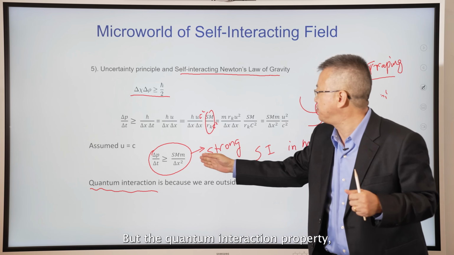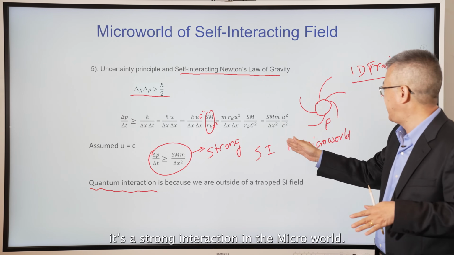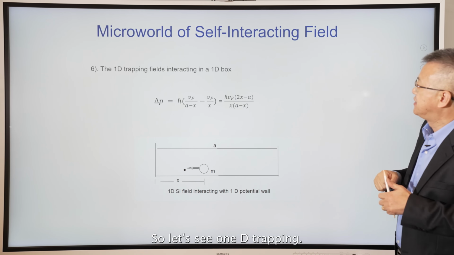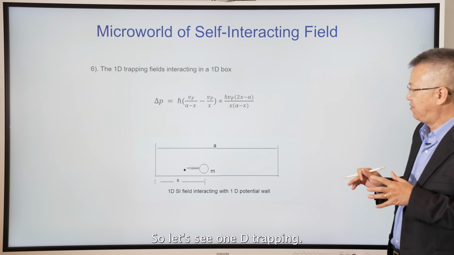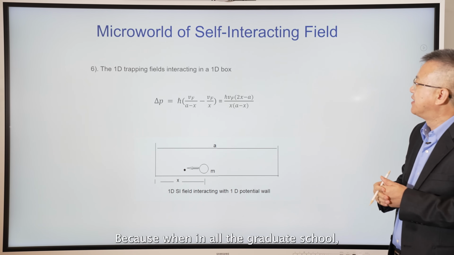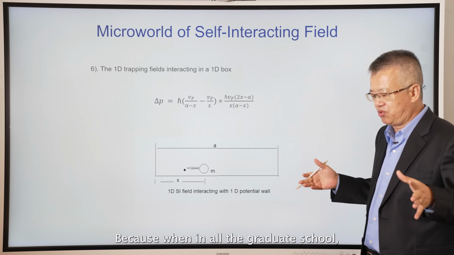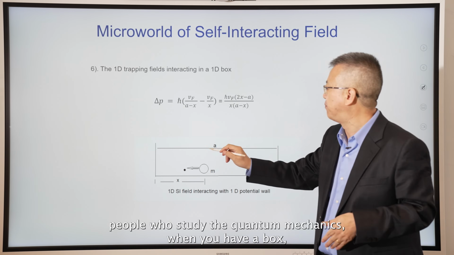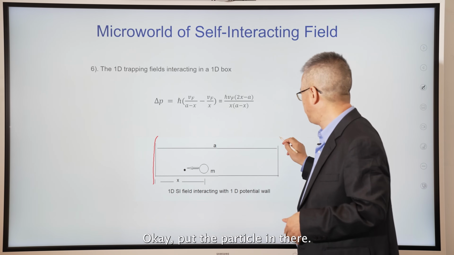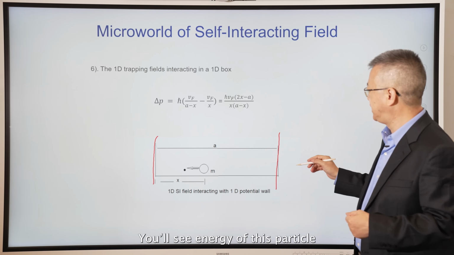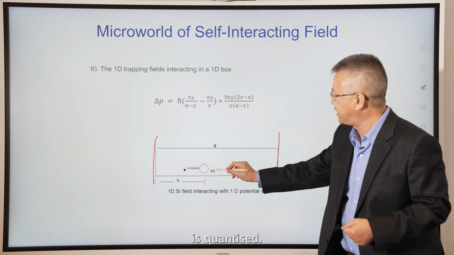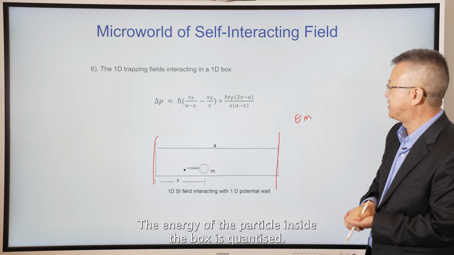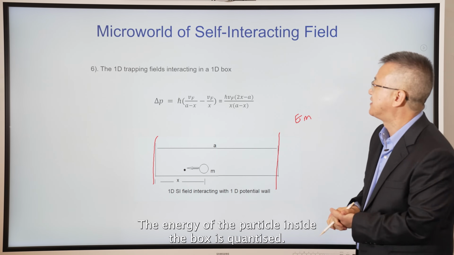Okay? But the quantum interaction property is a strong interaction in the microworld. So let's see 1D trapping. In graduate school, people who studied quantum mechanics have a box. Put a particle in there, and you see the energy of this particle is quantized. The energy of the particle inside the box is quantized.